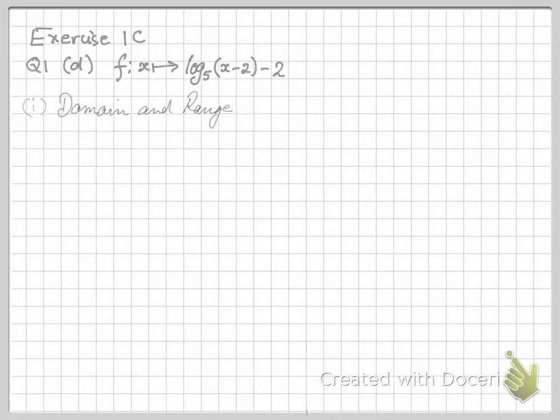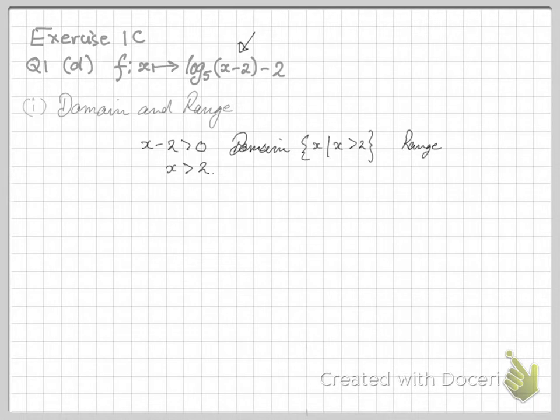Alright, question 1 part D. The domain, well, we know that x minus 2 must be greater than 0. We can't put 0 or a negative number into a log, so that gives us x is greater than 2. And that fits with the idea here that we've got a horizontal translation of 2 units to the right. So the domain is just x greater than 2, and the range is again any value of y.